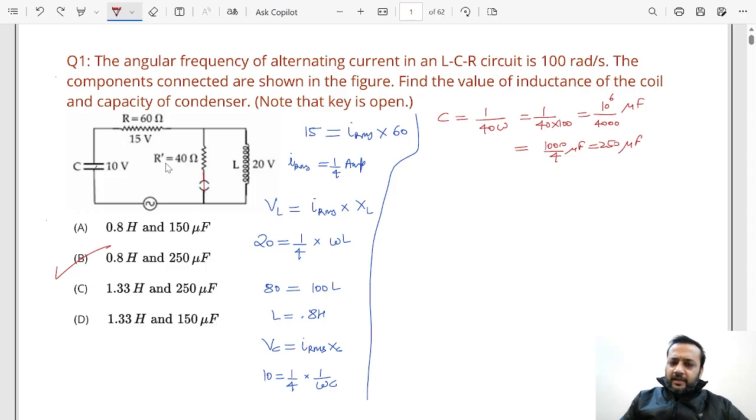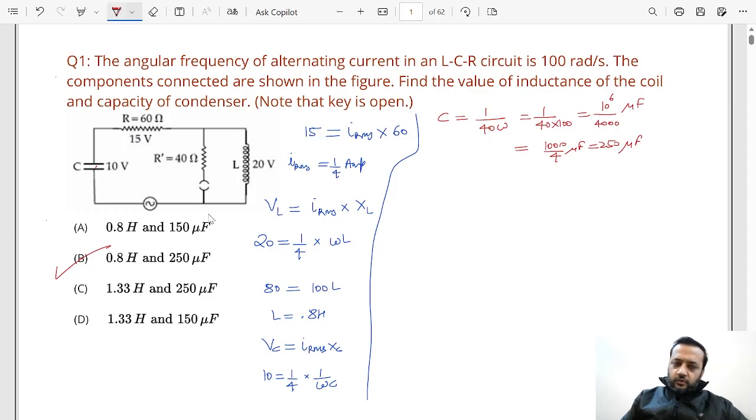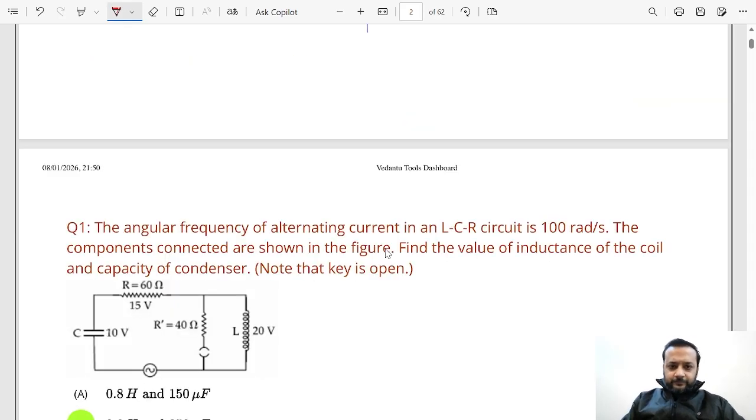Of course it will be a complicated question, much above the JEE Mains level, I can say. So it doesn't make sense to take the key as closed. Also, they have shown you the key as open, and the options will match only if you take the key as open. I hope you have understood. All right, let us see the next question.